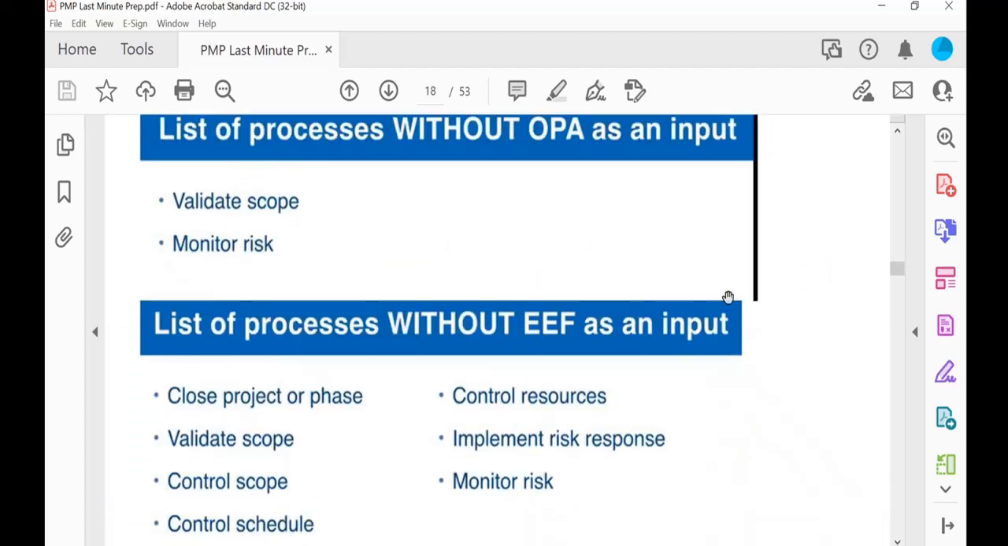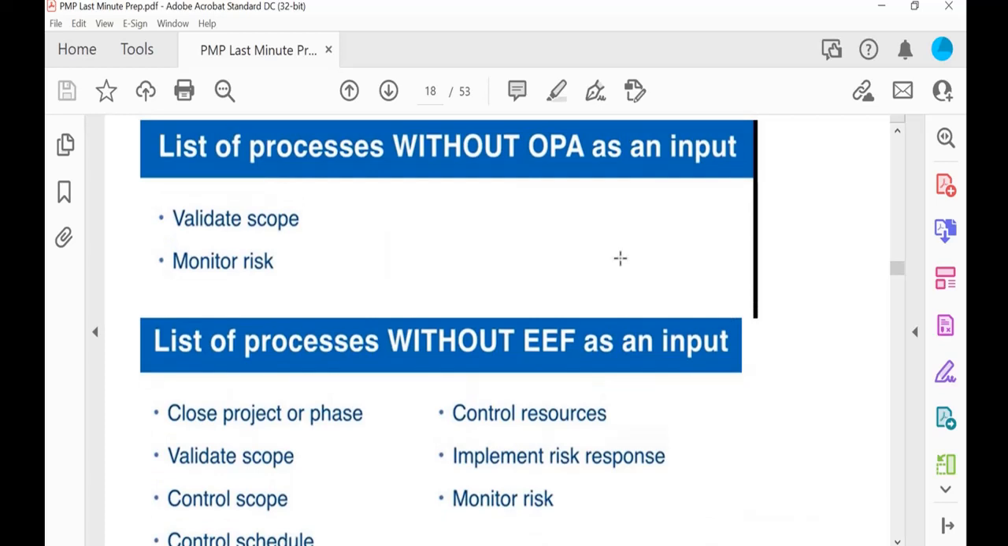Okay, so this is another slide. You may be familiar with the organizational process assets, OPA, and another is called enterprise environmental factors, EEF. Most of the tools and techniques, ITTO, inputs, tools and techniques. So most of the ITTOs, you will notice that they have the OPA and EEF in common. I'm not sure, are you familiar with the OPA and EEF? Not very much, but I have read about it.